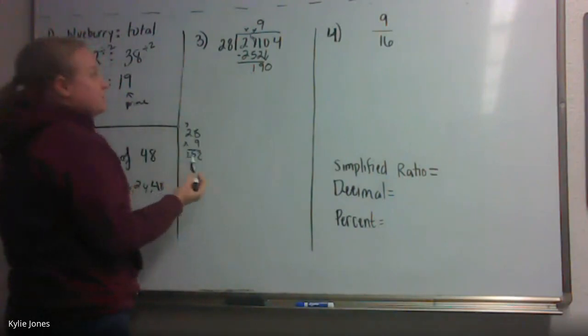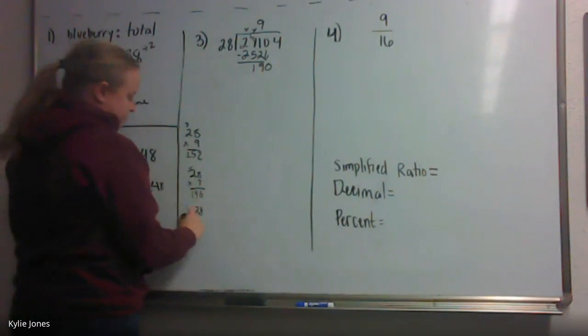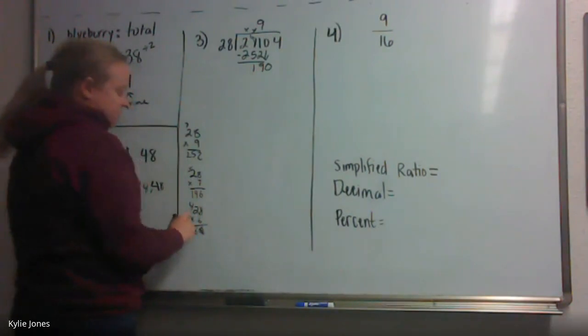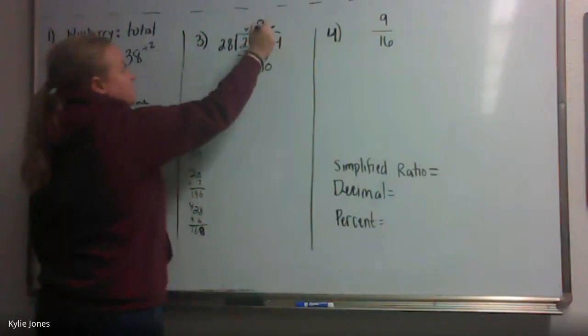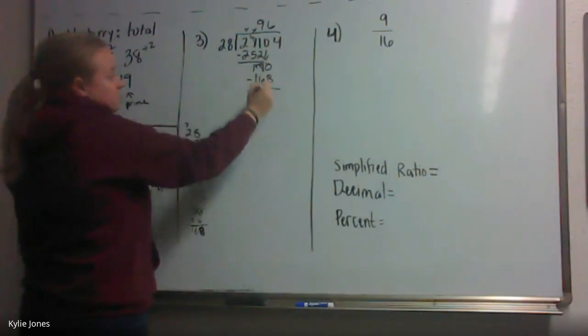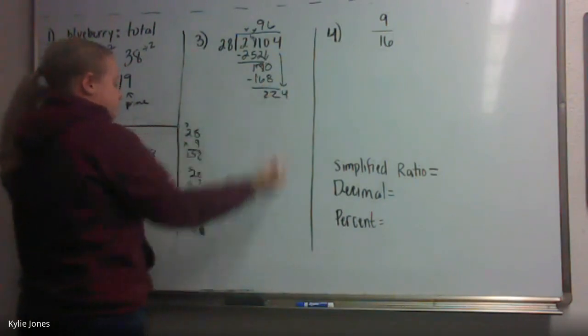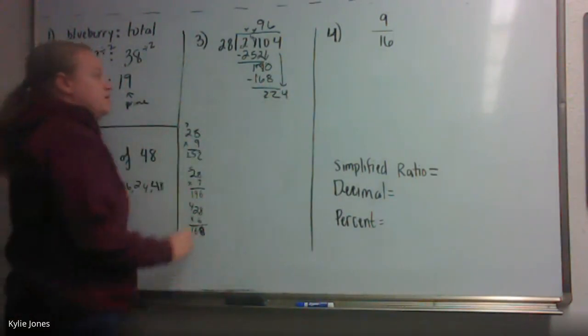How many times does 28 go into 190? I got 6. What'd you guys get? I got 6 too. 28 times 6 is 168. When you subtract, you get 22. Now we drop down the 4, 224. How many times does 28 go into 224?